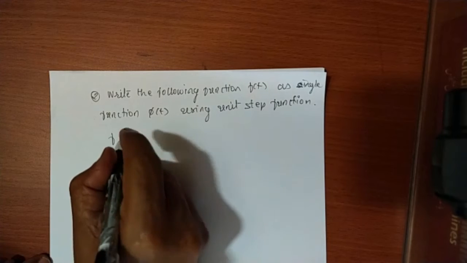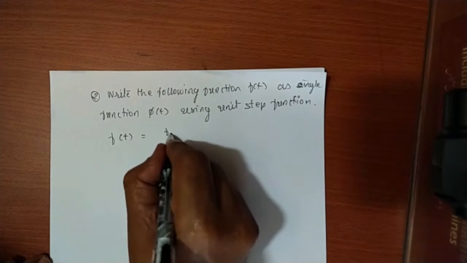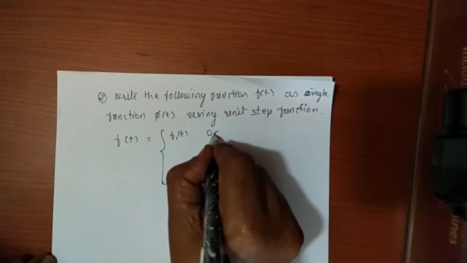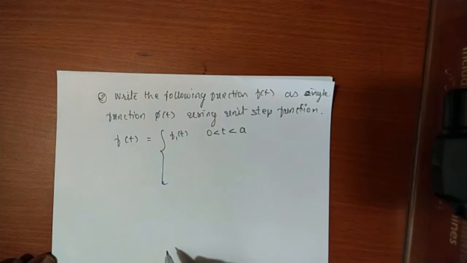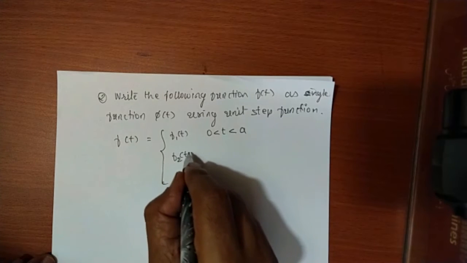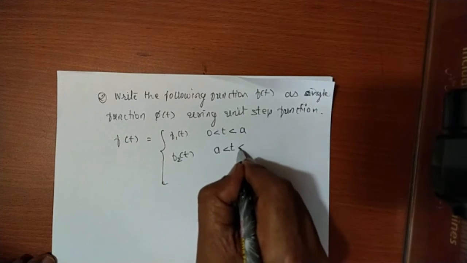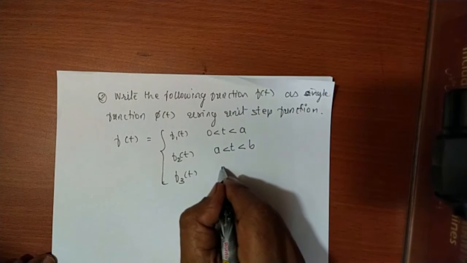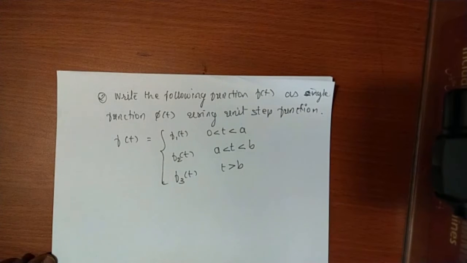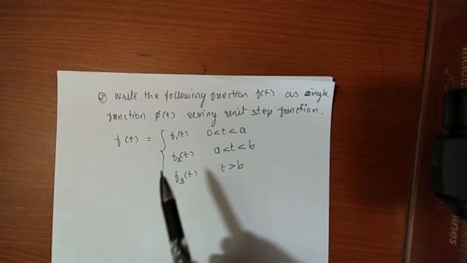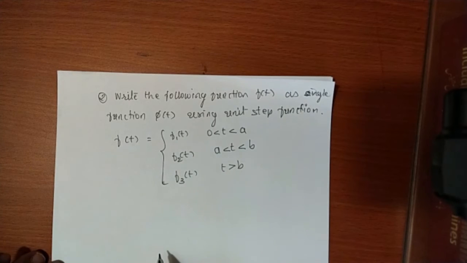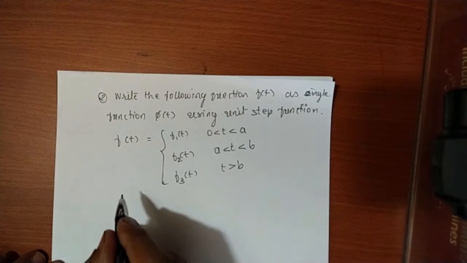That is, ft is f1t for 0 less than t less than a, f2t for a less than t less than b, then f3t for t greater than b. So I consider three values now. In the previous example, I considered two values. Now I consider three values. Now, how to write this function as a phi t using unit step function?